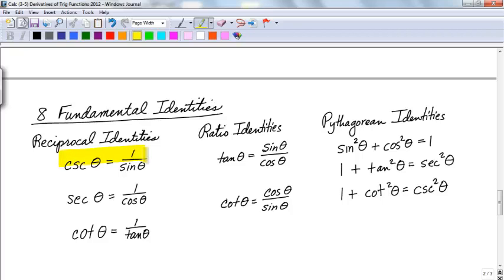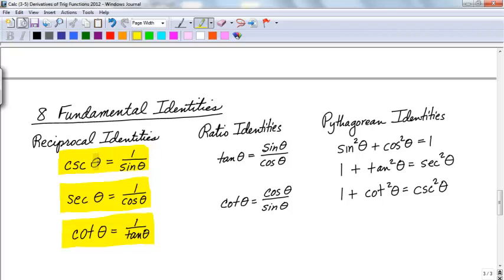First, sine and cosecant are reciprocals. Secant and cosine are reciprocals. Tangent and cotangent are reciprocals. And on these, I've written like cosecant equals 1 over sine. But remember, you can also write that formula 2 other ways. You can write sine equals 1 over cosecant. You could also write cosecant times sine equals 1.